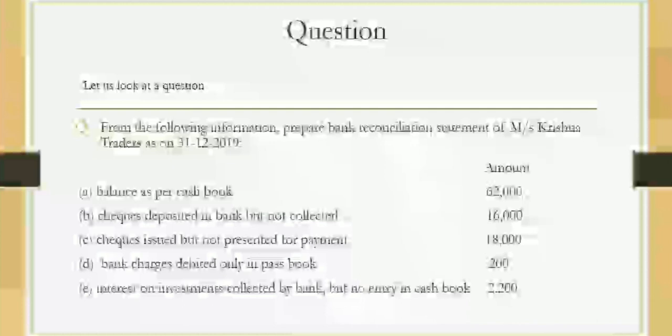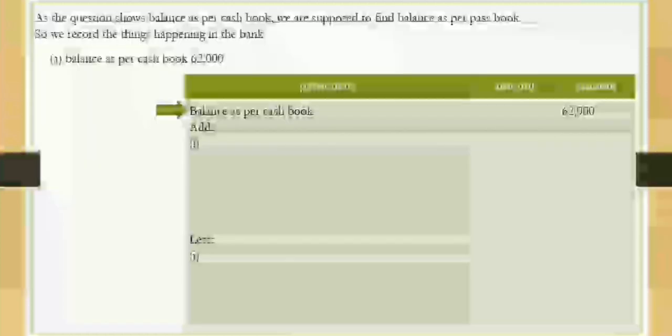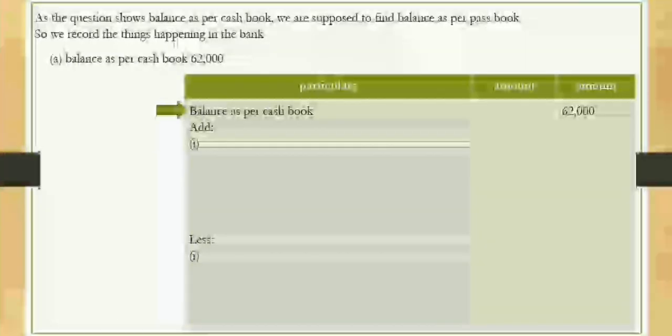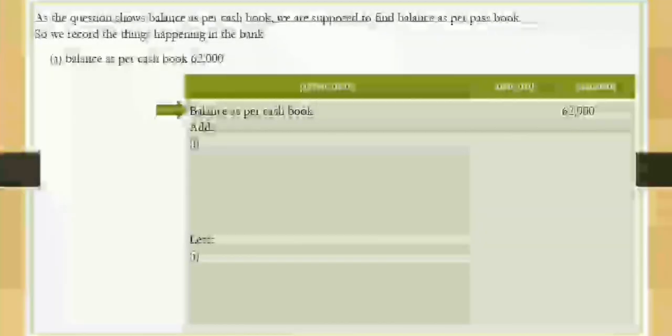So, what are we given here? Balance as per cash book, which is 62,000 rupees. When we are given the balance as per cash book, we are supposed to find the balance as per passbook. So, since we are supposed to find the balance as per the passbook, we record the transactions happening in the bank, that is in our passbook. We're given that the balance as per cash book is 62,000. So let's write it down.